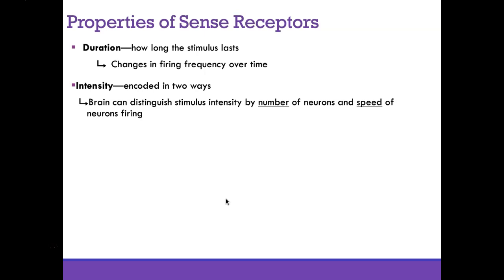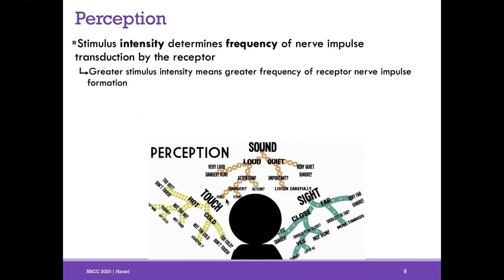And finally, the intensity. So the intensity refers to whether a stimulus is very strong or weak. And intensity is encoded in two different ways. The brain can distinguish the stimulus intensity by the number of neurons that are firing and the speed at which the neurons are firing. So the intensity is determined by the frequency of nerve impulse transduction by the receptor. The greater the stimulus intensity, the greater the frequency of receptor nerve impulses.